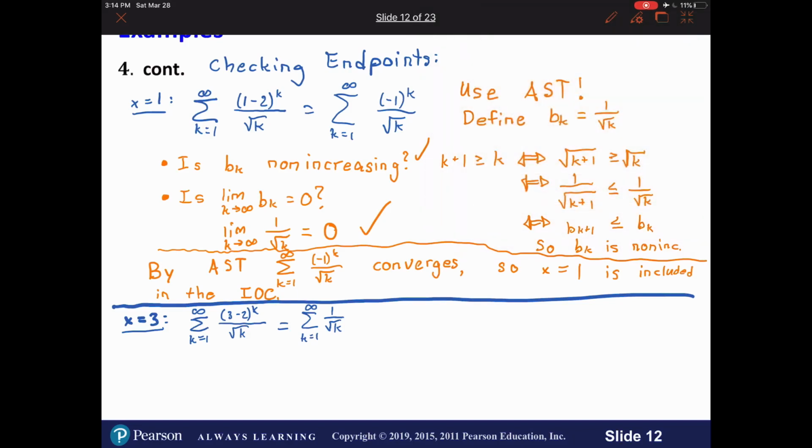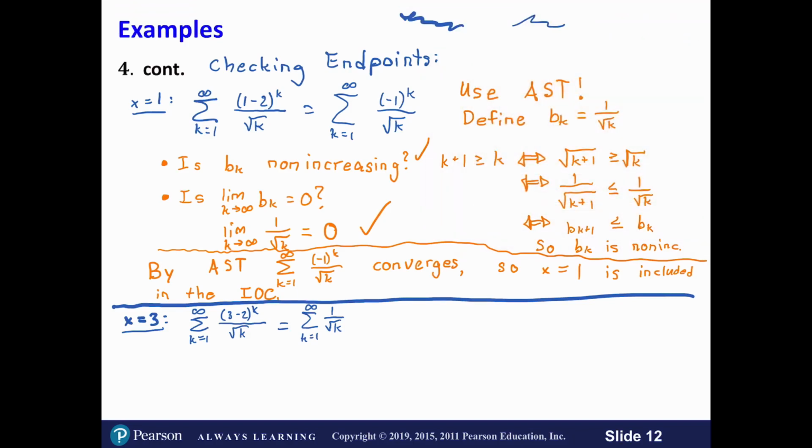This one will diverge because it is a p-series where p is equal to 1/2, which is less than 1. So this diverges by p-series. p equals 1/2, which is less than or equal to 1. So, x equals 3 is not in the interval of convergence.